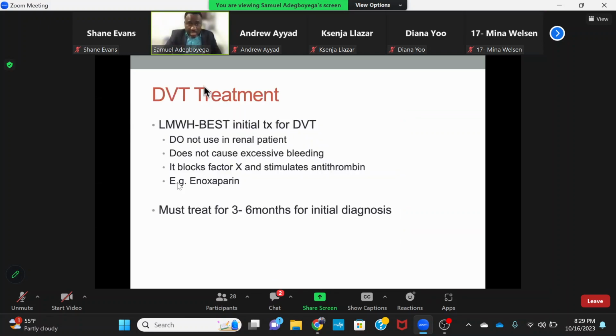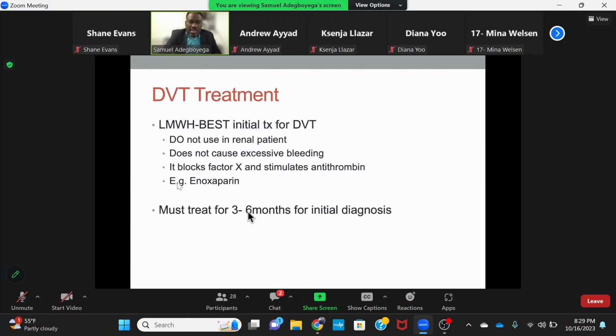Okay. DVT treatment. The best initial treatment is to give low molecular weight heparin. Example is enoxaparin. And you want to treat them at least 3 months, minimum 3 months, maximum 6 months, or until the clot is completely gone. But you have to just remember this.